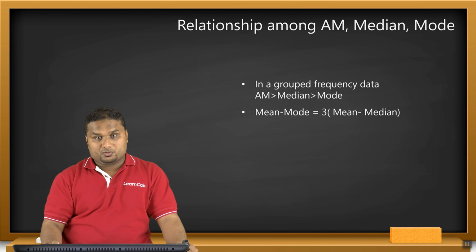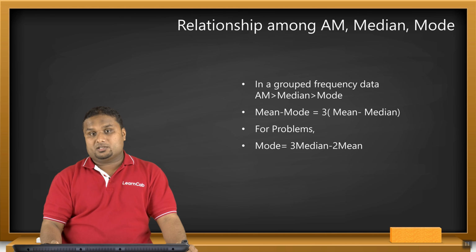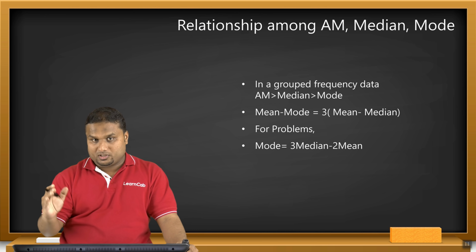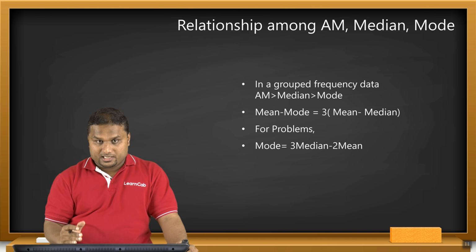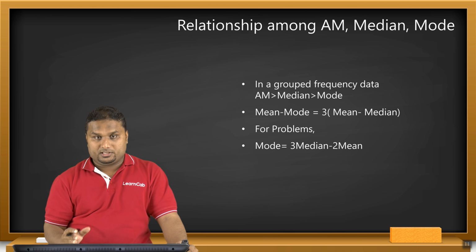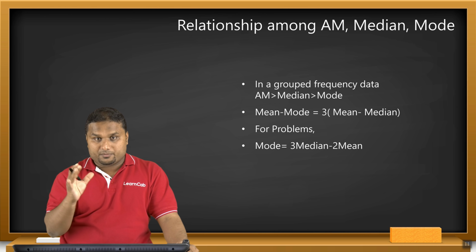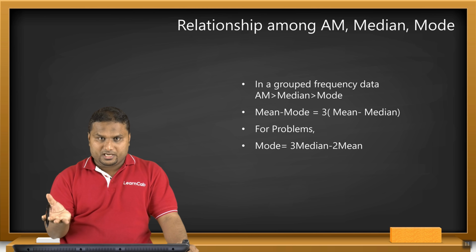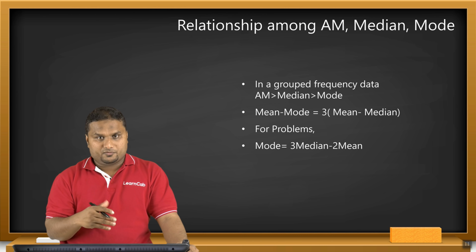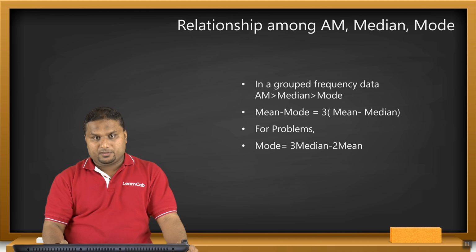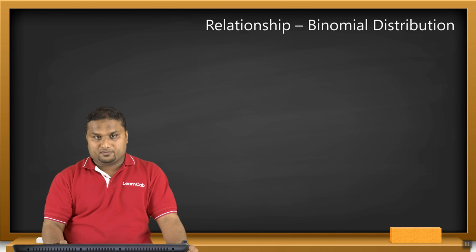Mean minus mode is equal to 3 into (mean minus median). For problems there is one more formula. Suppose they are asking: arithmetic mean is 60, median is 52, find mode. Then you can use a simplified formula: mode is equal to 3 median minus 2 mean. Or they are asking median is equal to 60, mode is equal to 50, find mean. Again you can use this formula, mode is equal to 3 median minus 2 mean, which will be covered in measures of central tendency, problems of that.